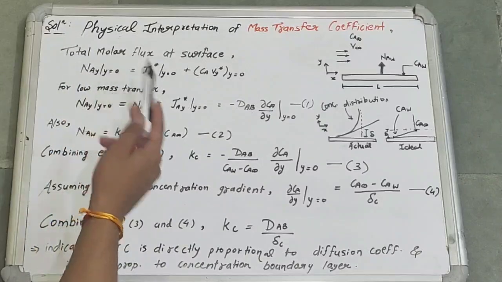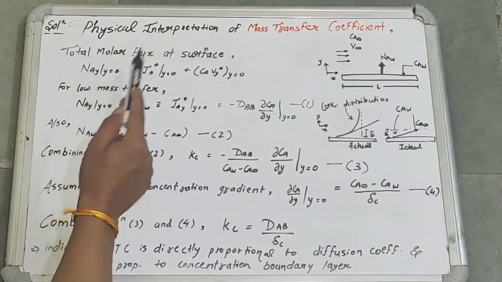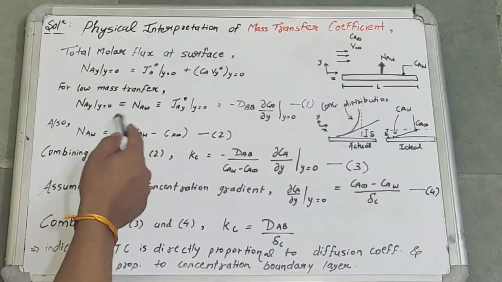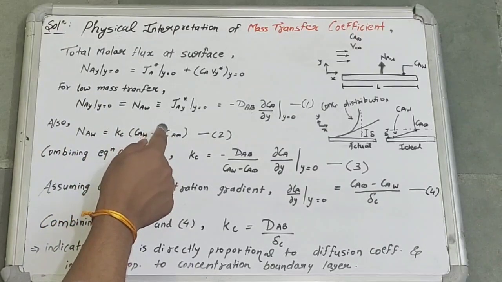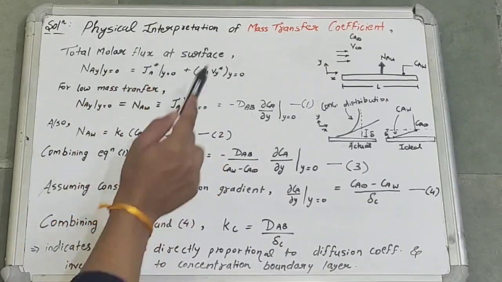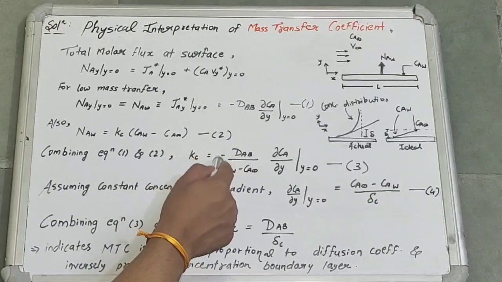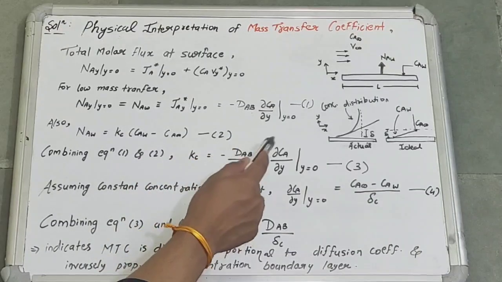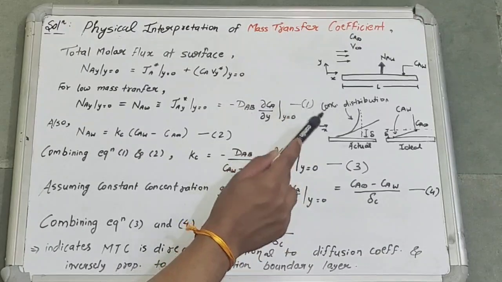Also, there is another equation relating the molar flux and the mass transfer coefficient, which is given as NAw is equal to Kc (CAw minus CA infinity). This is nothing but our equation 2. Now, combining 1 and 2, we get Kc is equal to minus DAB over (CAw minus CA infinity) times ∂CA by ∂y at y equal to 0. This is nothing but our equation 3.